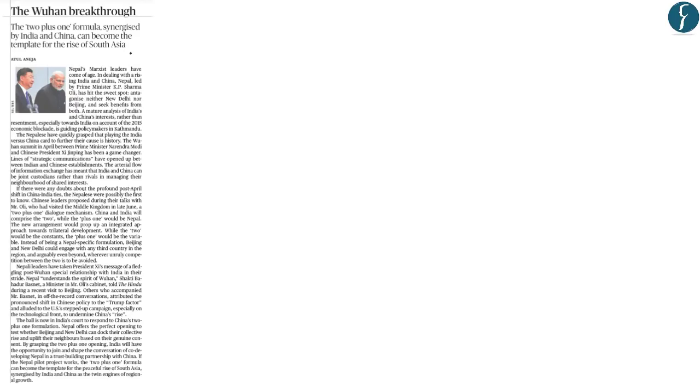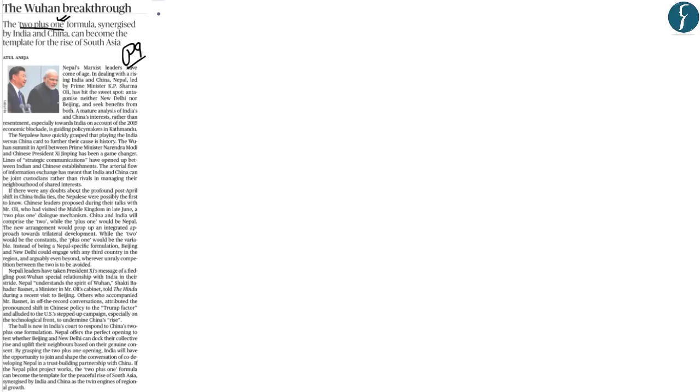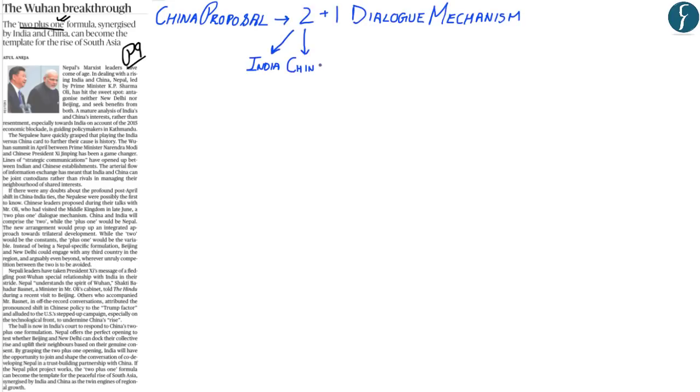Now we have taken this article from the editorial page on page 9. What we'll do with regards to this article is first revise the 2 plus 1 formula that has been proposed by China and then understand what this article talks about. China has proposed a 2 plus 1 dialogue mechanism, wherein 2 would mean India and China and plus 1 would mean any South Asian country.